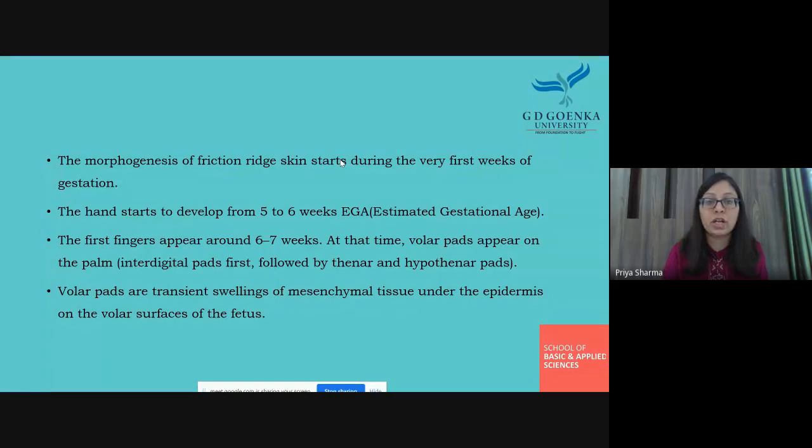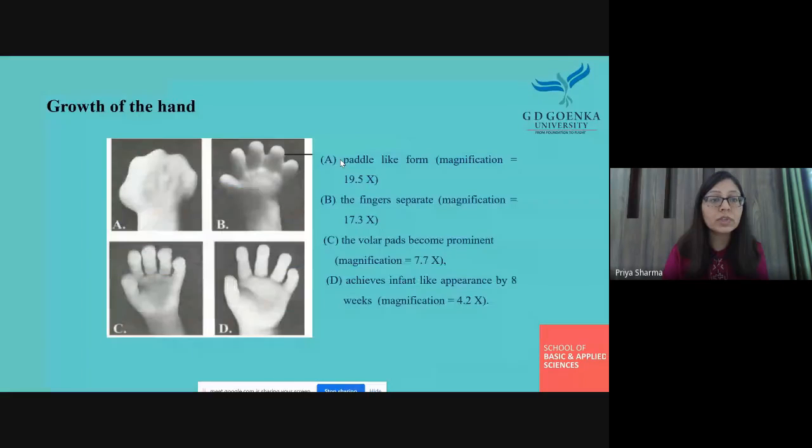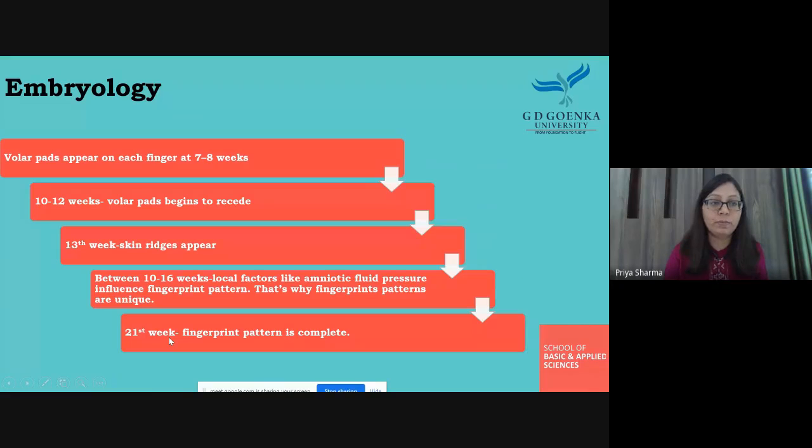In case of fingers, I'll just show you the picture. So this is showing the growth of the hand. You can see at picture A, first there is a paddle-like form, then the fingers get separated, then there is formation of these volar pads on the fingertips, on the palm as well. The volar pads appear at 7 to 8 weeks of estimated gestational age. Then after 10 to 12 weeks, those volar pads begin to disappear, or we will call it recession of these volar pads.